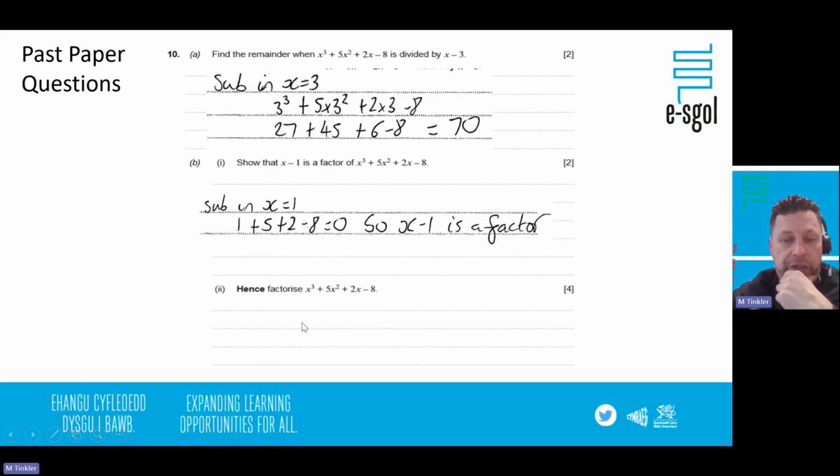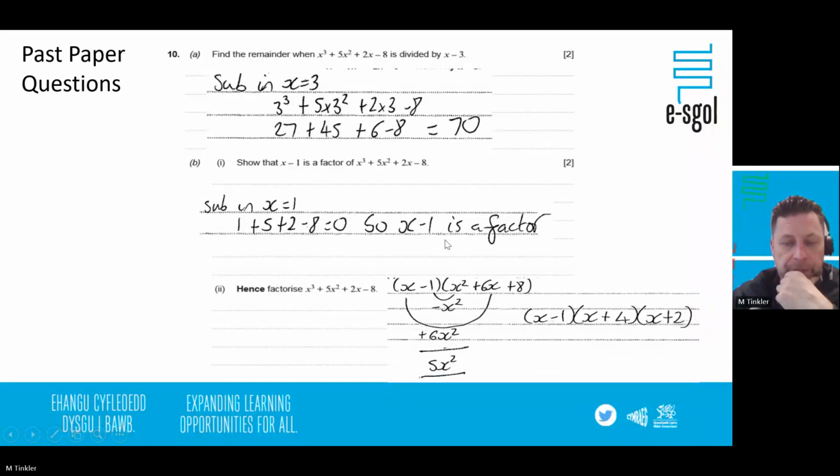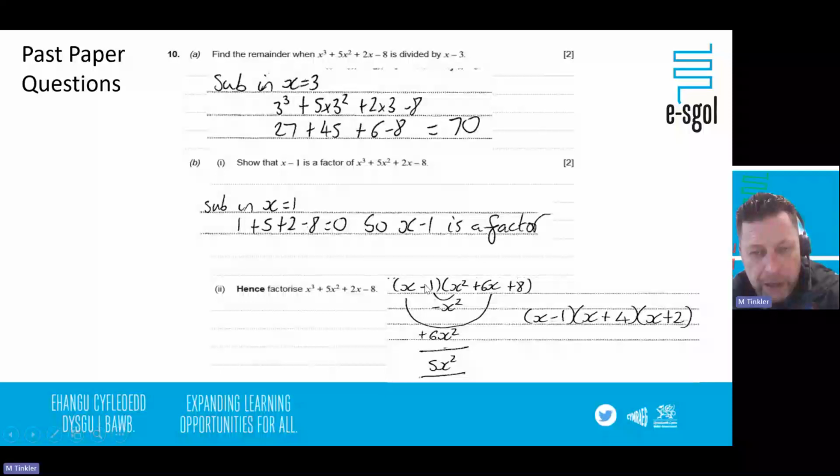Now, hence factorize this. So this is where we get back to the idea. We have x minus 1. We've got to get our smiles in. So I've done x minus 1. The first smile gave me minus x squared. The second, I needed 5x squared in the answer box, because it says 5x squared there. Minus x squared plus 6x squared gives me 5x squared. Then I still need to factorize this one.